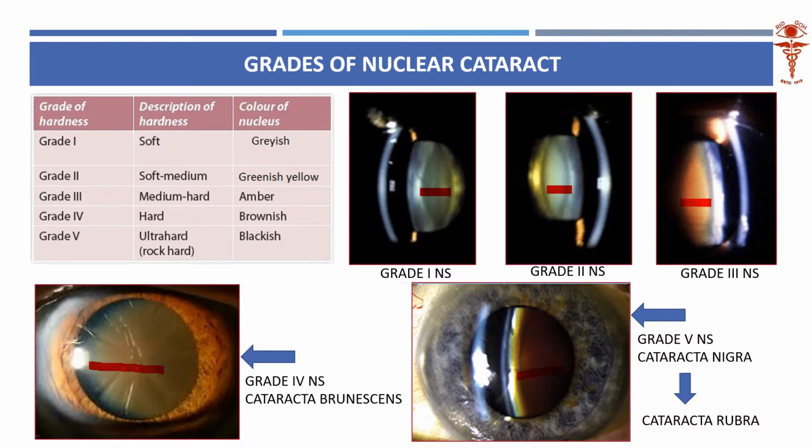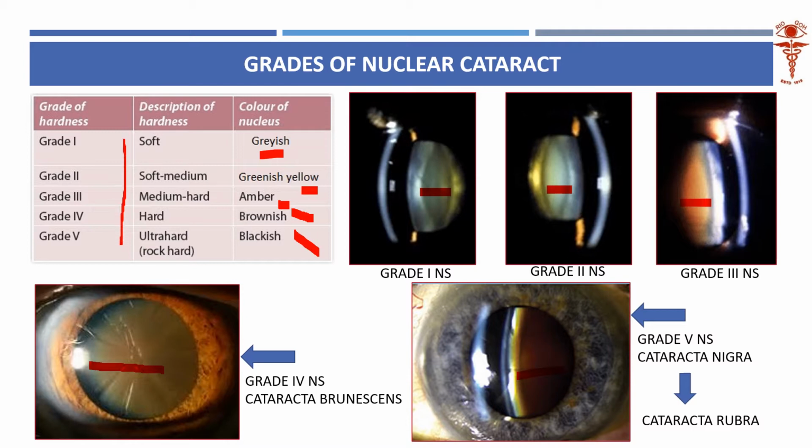Okay. Likewise, there is a grading of cataract. There is no staging, not like immature, mature, hypermature, not like that. Here it is more grading. So grade 1 is basically grayish. Grade 2 is yellow. Grade 3 is amber. Grade 4 is brown. And grade 5 is black.